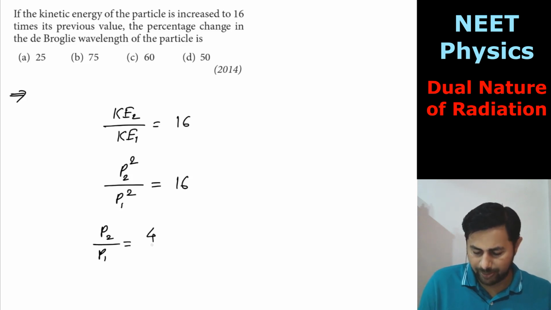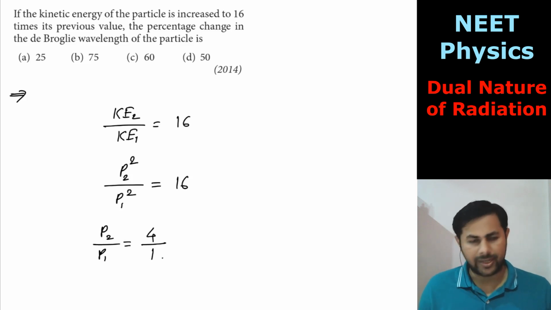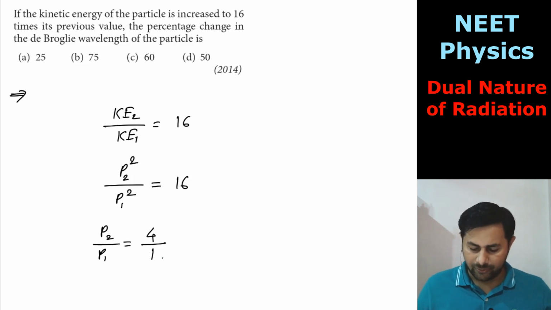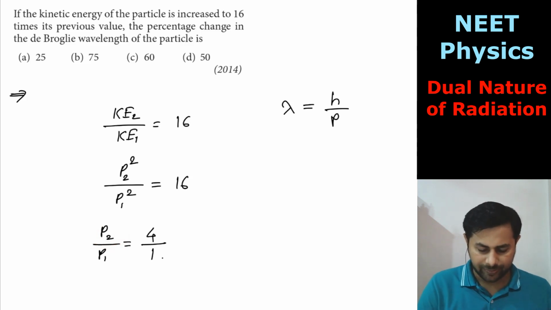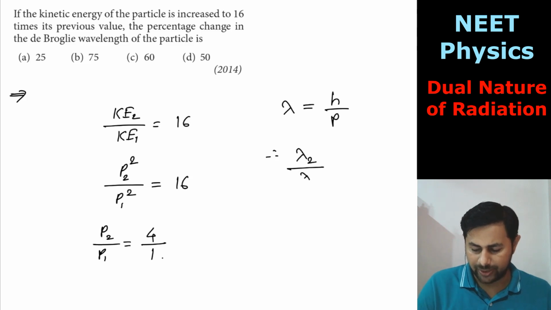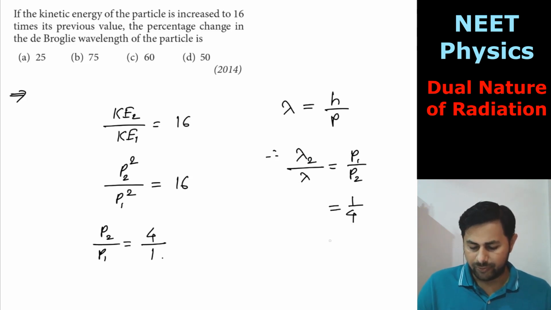Okay, so if P2 by P1 is 4, or 4 is to 1, then what would be the wavelength? The wavelength is inversely proportional to P. Wavelength is equal to h by P. So if momentum becomes 4 times, wavelength will become what? 1/4. Therefore, lambda 2 is to lambda 1 is equal to P1 is to P2. That's 1/4. 1/4 means how many percent?